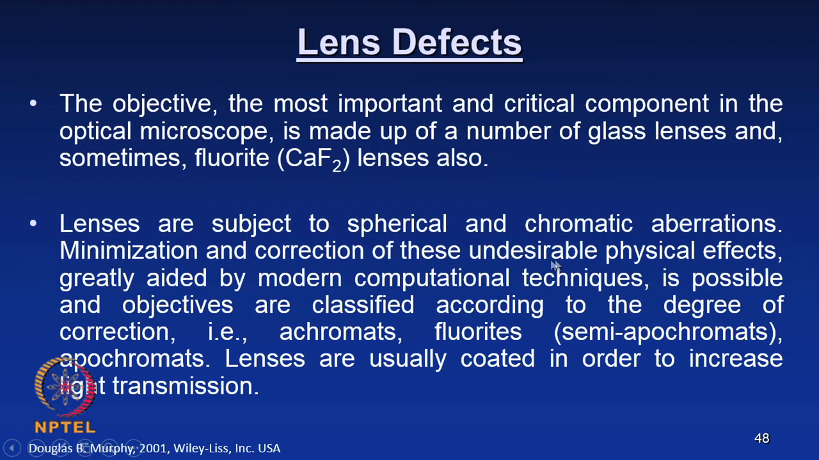Minimization and correction of these undesirable physical effects, greatly aided by modern computational techniques, is possible, and objectives are classified according to the degree of correction, that is achromates, fluorides, which are also called semi-apochromates, and apochromates, like that. Lenses are usually coated in order to increase the light transmission.